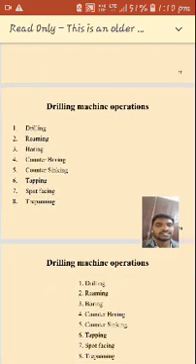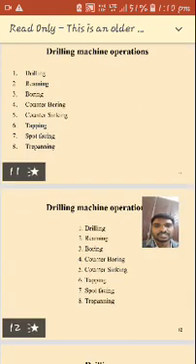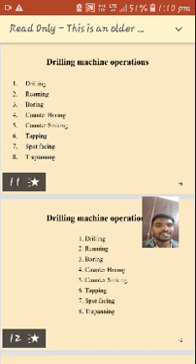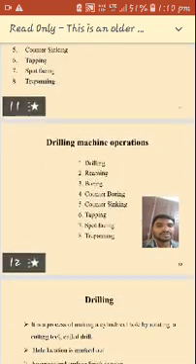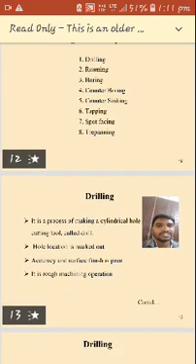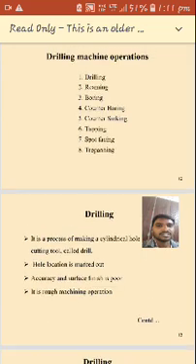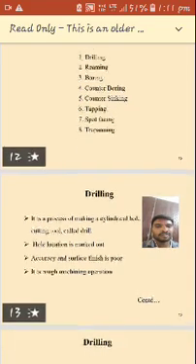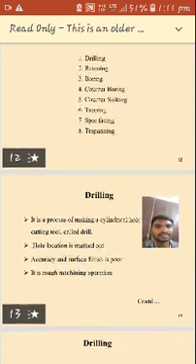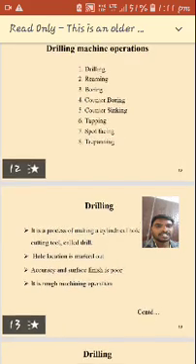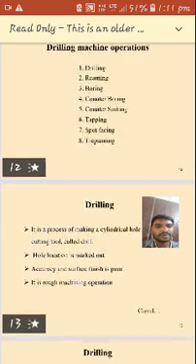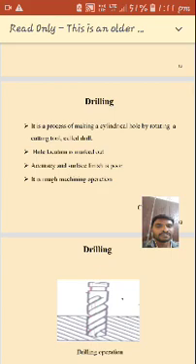The next topic is a very important topic, drilling machine operations. By using a drilling machine we can perform various operations: drilling, reaming, boring, counter boring, counter sinking, tapping, spot facing, and trepanning. These are the various operations that can be performed by a drilling machine. We will see them one by one.